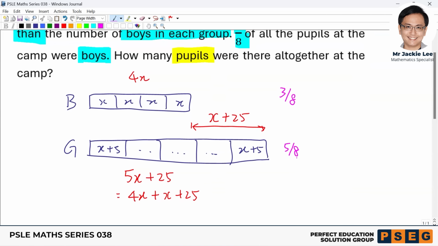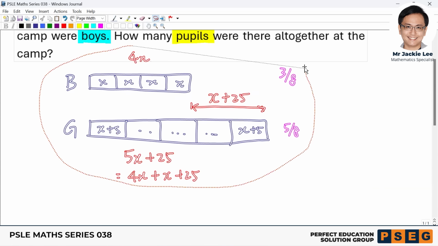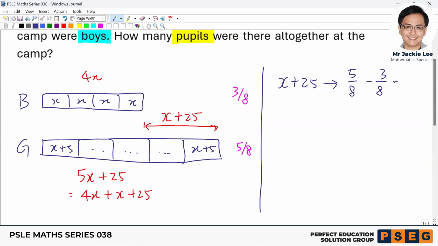So if you find the difference between overall the girls and the boys, I think it's just simply... let me just shift it over a little bit first. Okay, so I think we just simply have the difference. The difference is actually the X plus 25, am I right? The difference is X plus 25. Then this one corresponds to, in terms of fractions, 5/8 for the girls minus 3/8 for the boys. Now this should be 2/8, and end up 1/4.